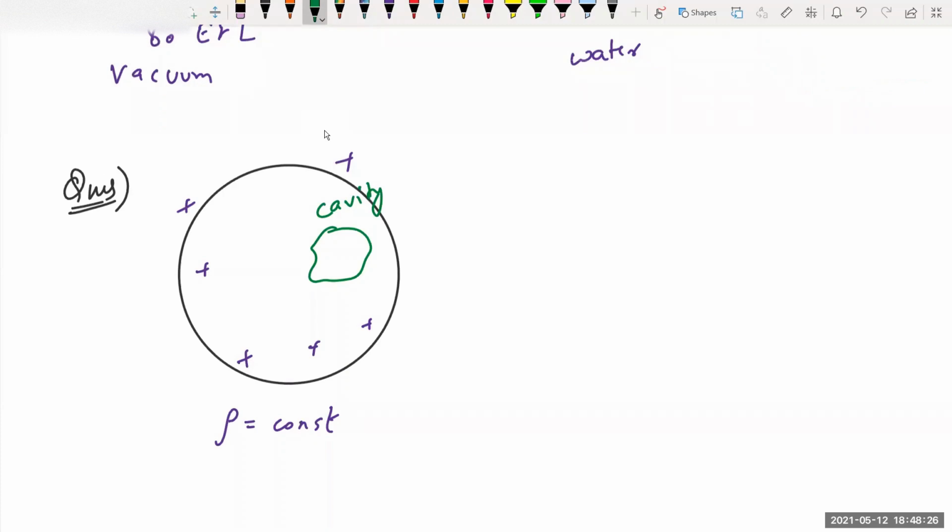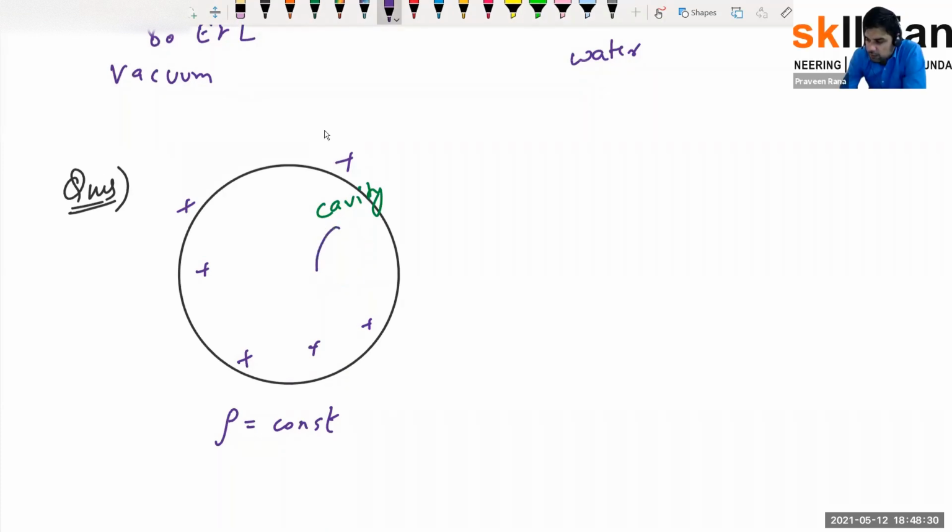Let's just say the cavity is circular, so the question will be much simpler. You took out a charge. This space is now completely blank. You can say this cavity is vacuum now. Your question is, what is the value of electric field inside the cavity?